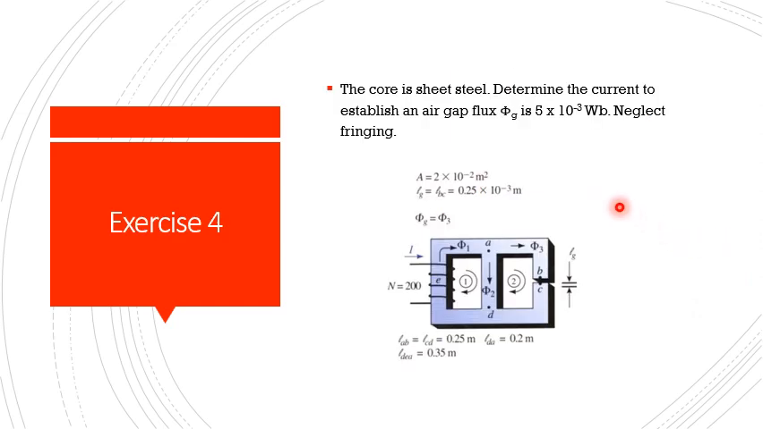Okay, for exercise 4, this is the sheet steel. You have to determine the current established in the air gap when the flux is 5 times 10 power of negative 3. Neglect the fringing. Then you have to submit exercise 4 in the MS assignment. Thank you.